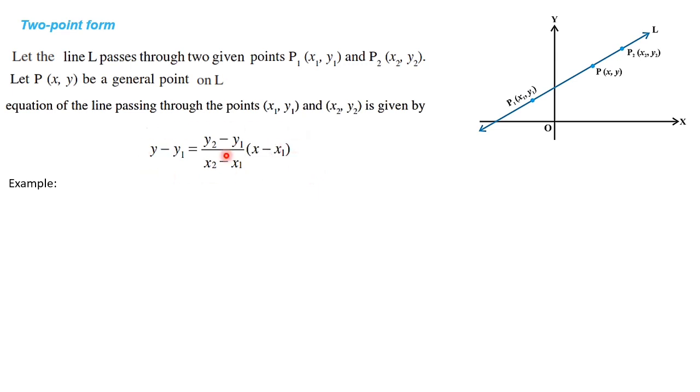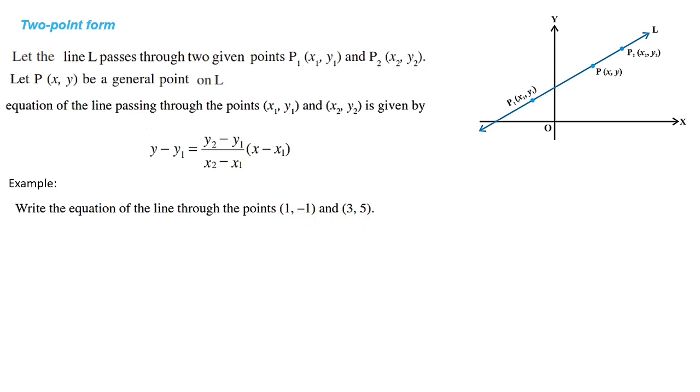Directly we can use the formula and form the equation: y minus y1 is equal to (y2 minus y1) by (x2 minus x1) into (x minus x1). Then let's take an example. Write the equation of a line through the points (1, -1) and (3, 5). You see, two-point form. Remember that two-point form.